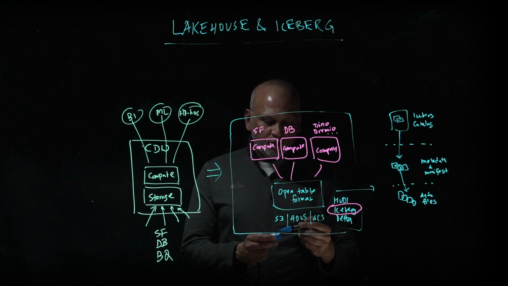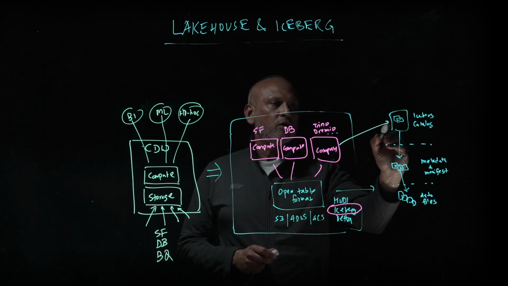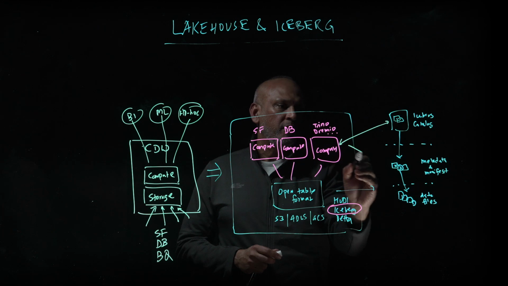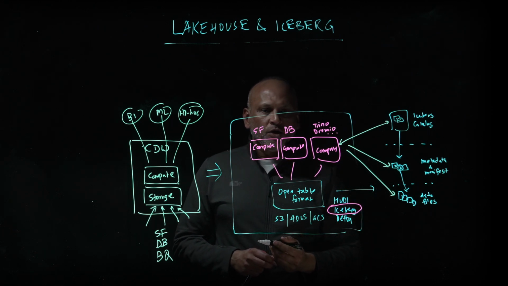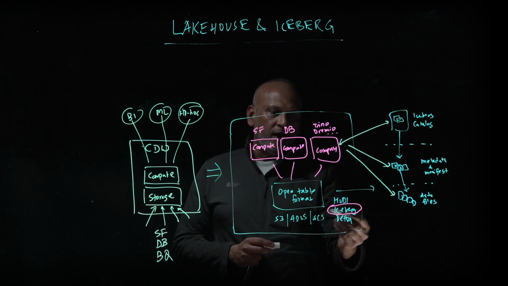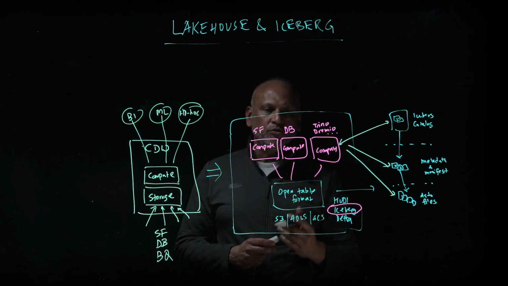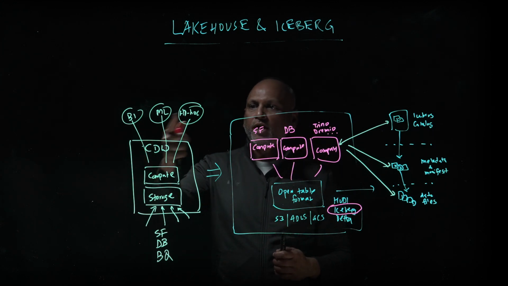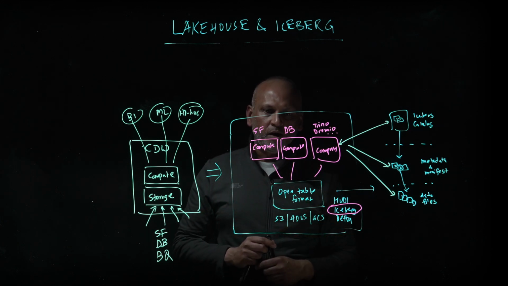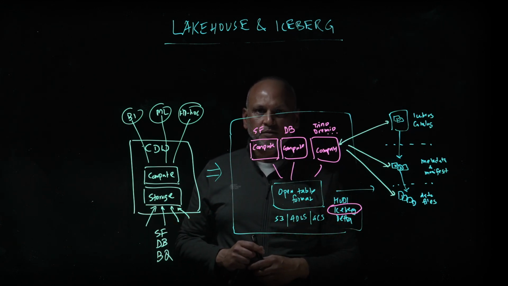So any compute engine, when it needs to read or write, has to go to the catalog to get the pointer to the metadata files and the data files. So the combination of the Iceberg format and the Lakehouse architecture allows you to separate your storage and compute layers and bring your choice of compute for the right type of workload into your environment, ultimately giving you flexibility and reducing the cost.